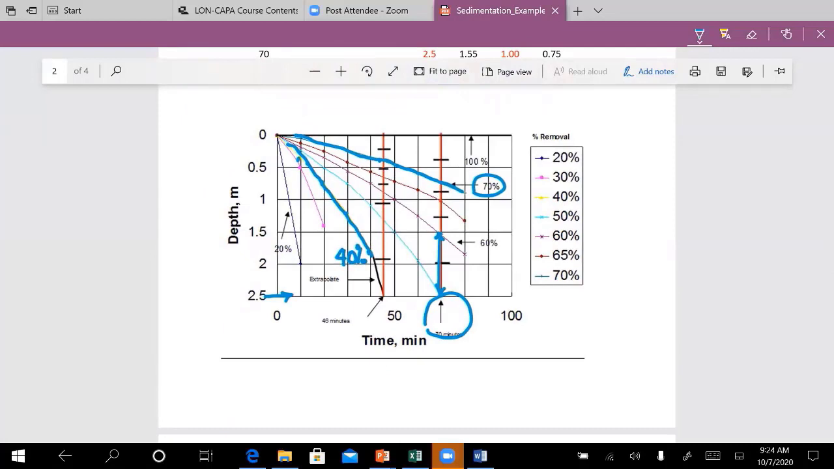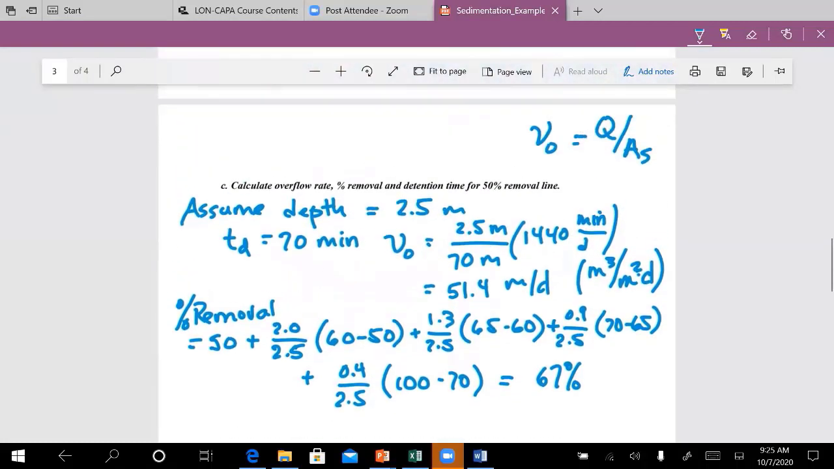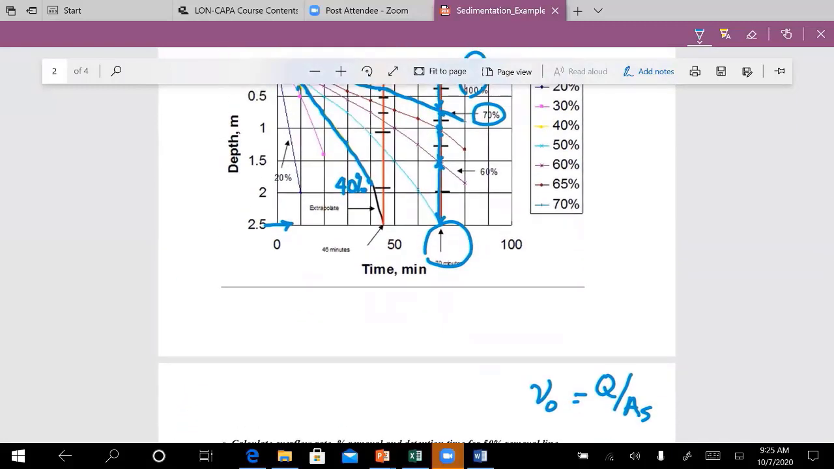was that at a detention time of 70 minutes, an overflow rate of 51.4 meters per day, we would get 67% removal. So we're just looking at these distances. You can see here. And we always assume this top line is 100%. So basically at zero depth, we have complete removal. We will then do the same for a second overflow rate and detention time.